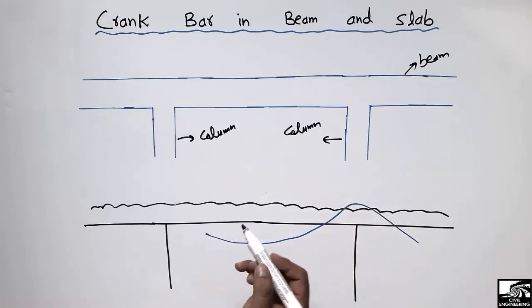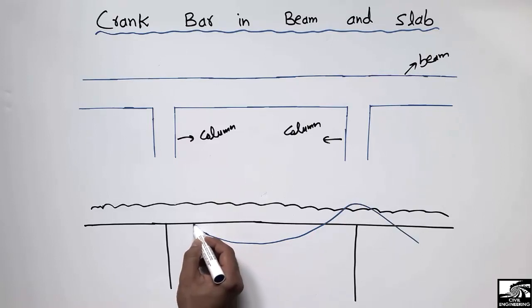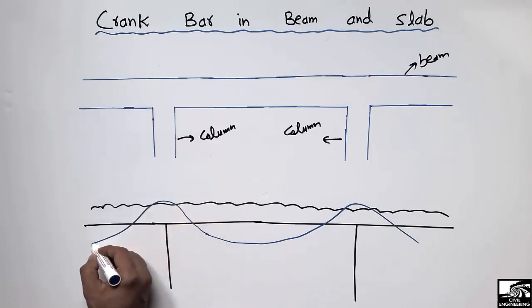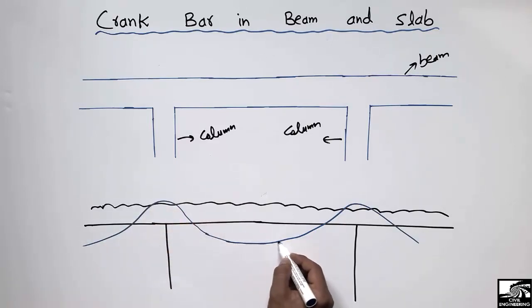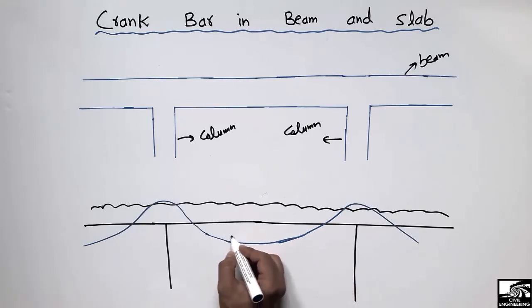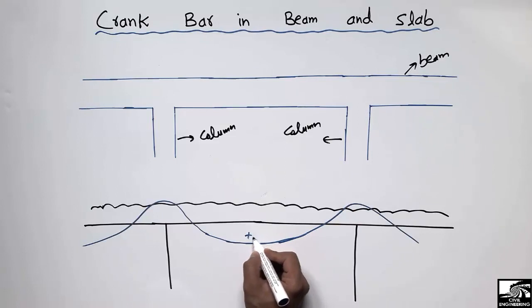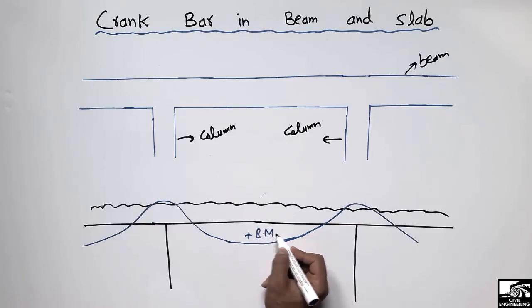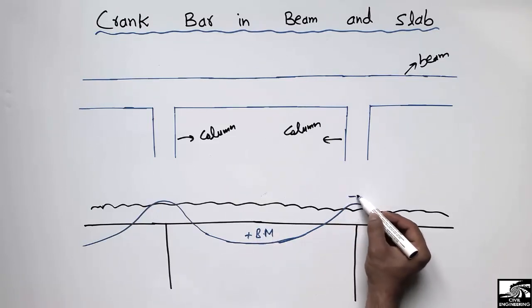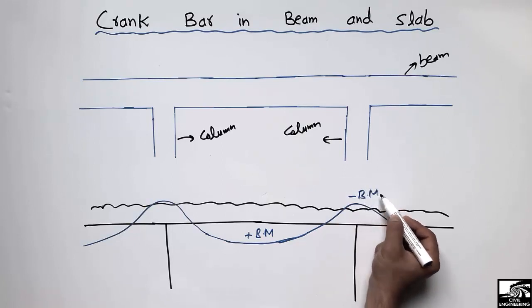The blue marker shows the bending moment diagram for such a structure. It will show bending moment at three different points. One is positive here at the midspan of the beam, so we call it the positive bending moment, while at the supports, it will show negative bending moment.